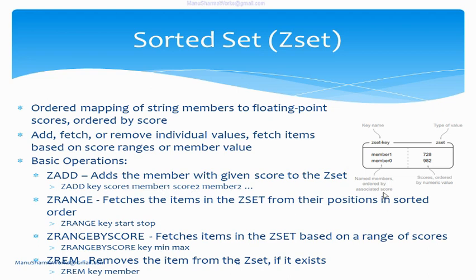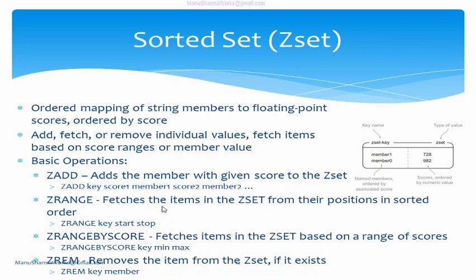So ZRANGE is used to fetch the items of the sorted set. How can we use it? ZRANGE key start stop. Start and stop are indexes. So if I want to fetch the top 10 members, ZRANGE key 0 to 9. It will return the top 10 members of the sorted set. Now this is based on the index.